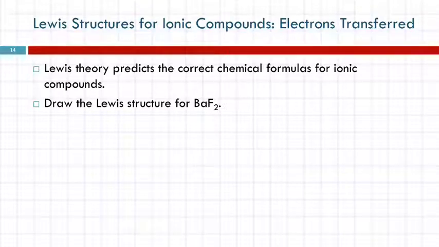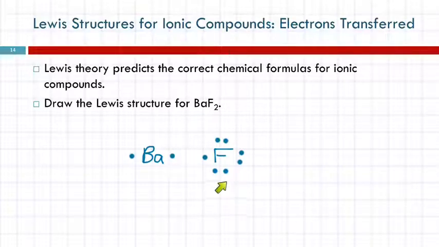Let's look at BaF2 and see how Lewis structure can predict the formulas. So barium has how many valence electrons? 2. And so here, we'll put fluorine over here, and fluorine's in group 7. It's got 7 valence electrons.